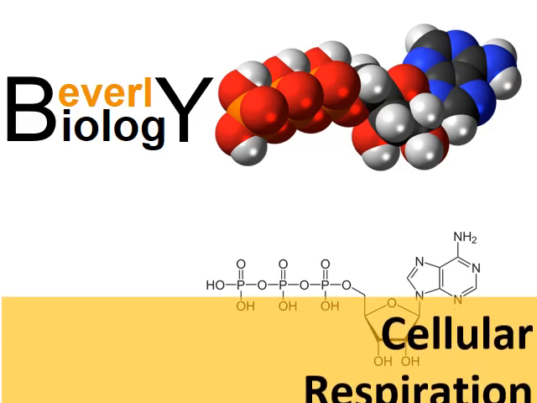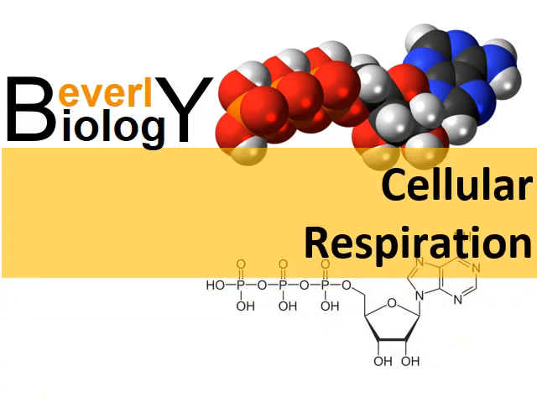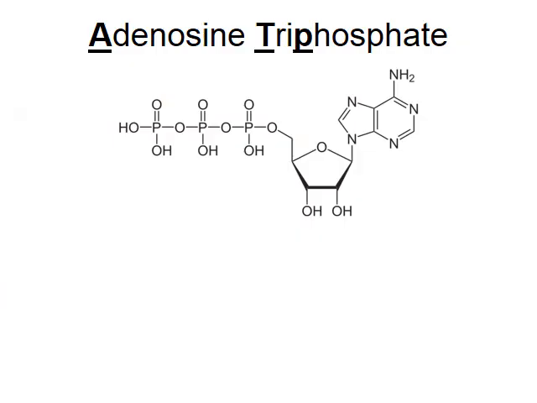Okay, so the topic of this presentation today is cellular respiration. You might know that cellular respiration is a process performed by the mitochondria in order to create a molecule called ATP, adenosine triphosphate, and that's what you see pictured here. Well, let's go ahead and get started.